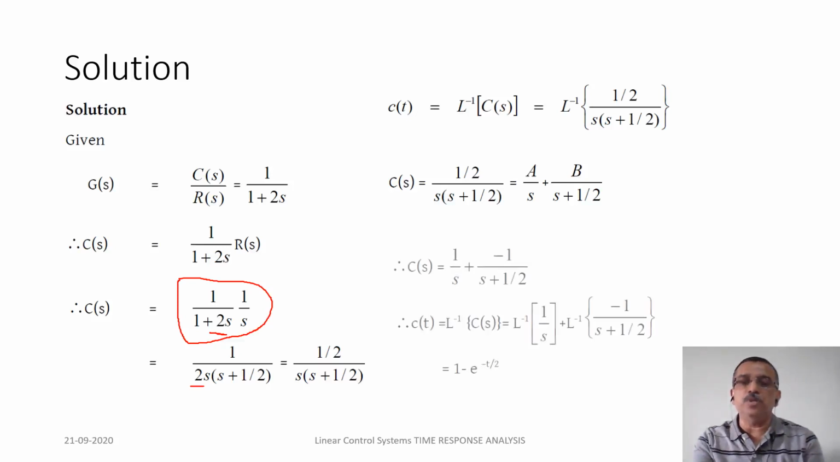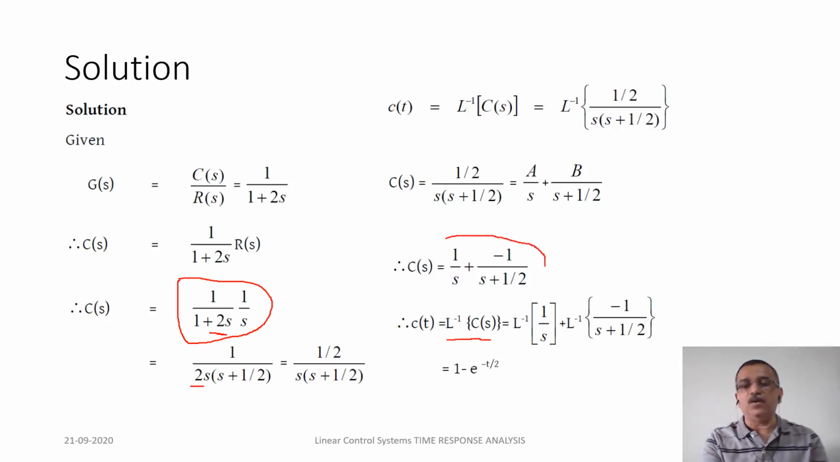So A happens to be 1 and B happens to be 1 and minus 1. So what is L inverse of C(s)? L inverse of C(s) is L inverse of this entire quantity, and inverse is a linear operator. So first I will find L inverse of this 1 by S plus L inverse of this. So I will get the answer as 1 minus e power minus t by 2. So this is the inverse.